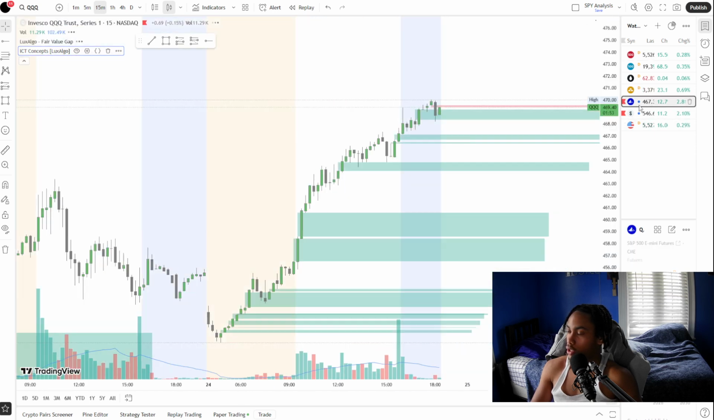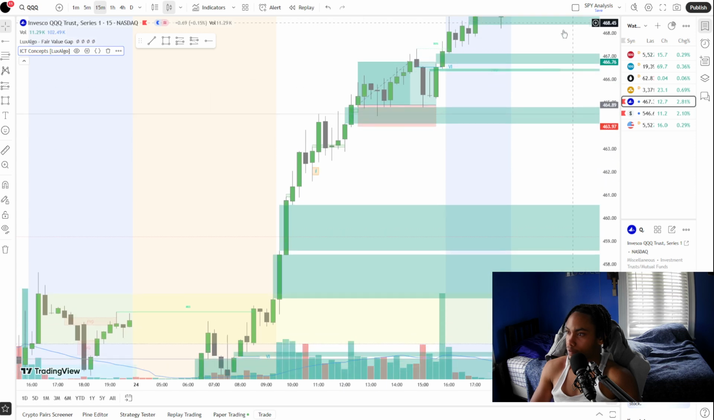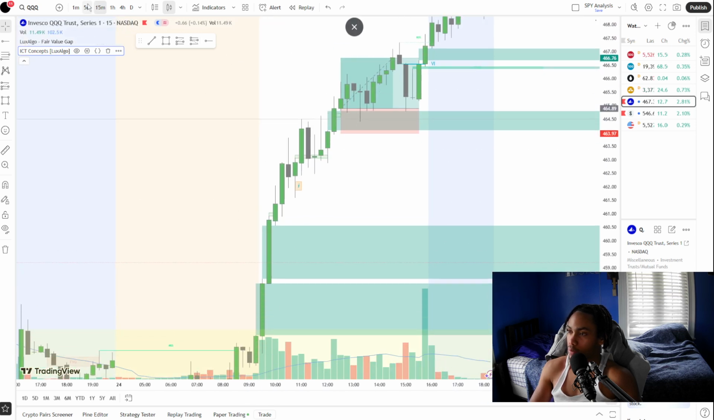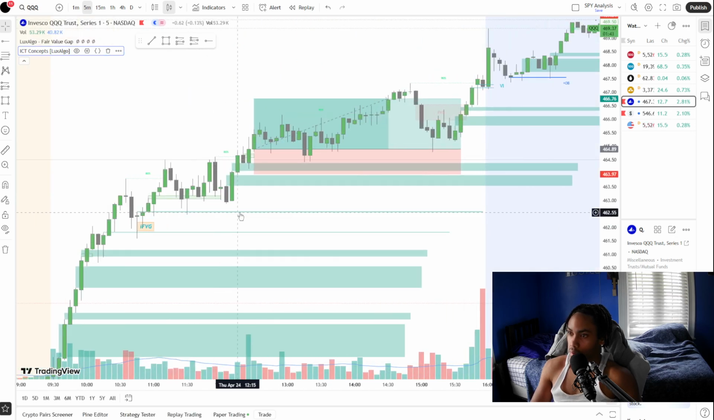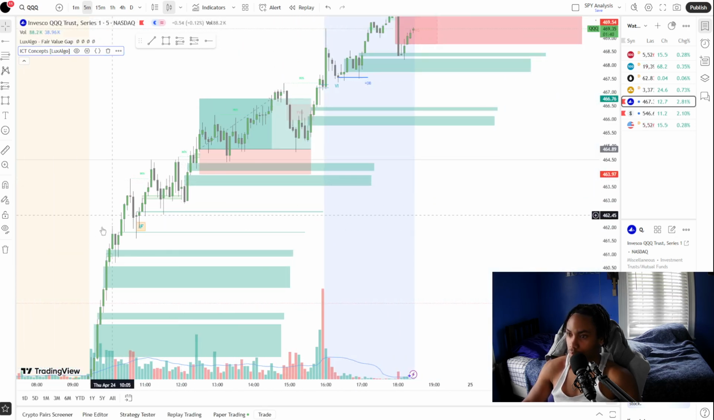Now let's go into the QQQ. Yeah, this is another trade I took today. As you can see, the market was just pumping up. Okay, let's hop into the smaller time frame. Yeah, the small time frame makes way more sense. Okay, so as you can see, super bullish. The market is just going up, going up.